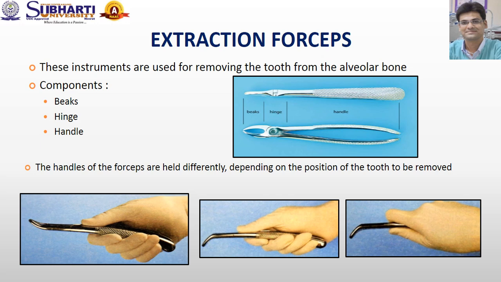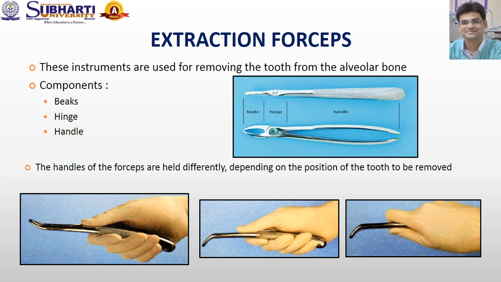Extraction forceps. These instruments are used for removing teeth from the alveolar bone. Ideally, they are used for removing teeth which are luxated by the elevators. These instruments have three components: the beak of the forceps, that is the working blade of the forceps, the hinge which connects the beak to the handle, and the handle, which is the third part of the instrument. The handle has serrations on it which provide a positive grip to the operator.